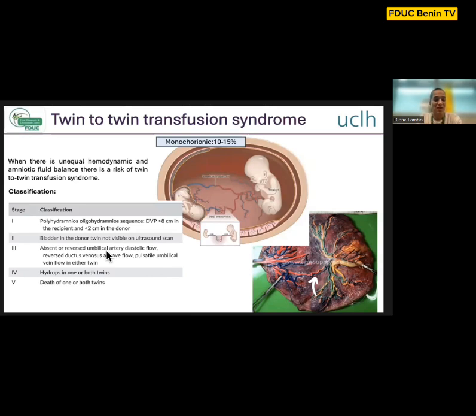Stage 2 is when the bladder in the donor twin becomes no longer visible. Stage 3 is when you start to get Doppler abnormalities with absent or reversed umbilical end diastolic flow, or abnormalities in your ductus, for example, all of which indicate progression in the twin-to-twin transfusion. Stage 4 is when you start to get hydrops in one or both twins. And stage 5 is when you've got fetal demise of one or both twins.